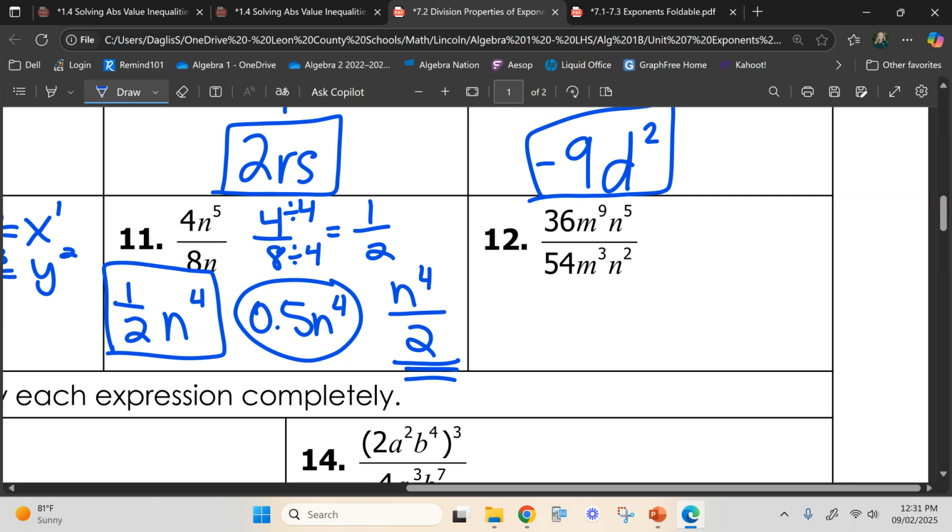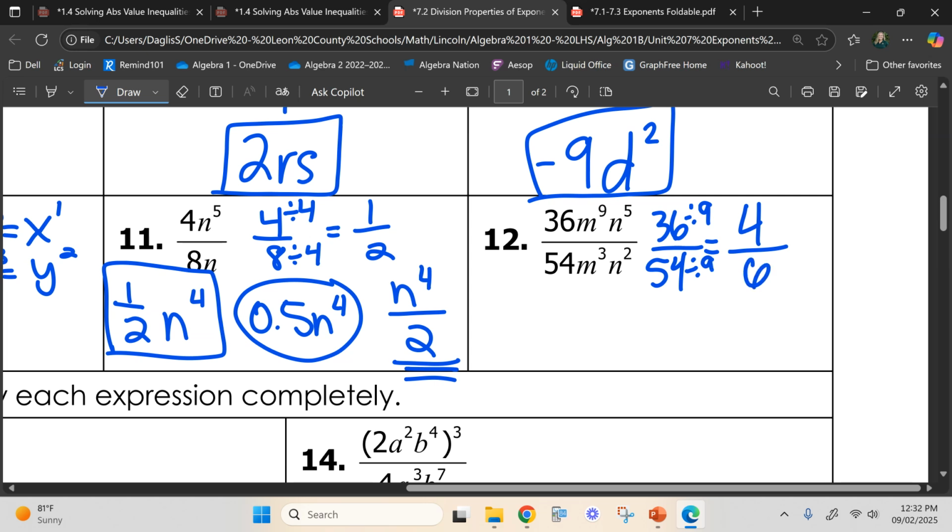My next one, number 12. 36 over 54. If you type it in the calculator, you get a decimal, and then you freak out on me. So don't do that. Let's try to simplify our fraction. 36 and 54 can both be divided by what number? The number 9. So what is 36 divided by 9? 36 divided by 9 is 4. What is 54 divided by 9? 6. See, that equals 4/6, which is 2/3, right?